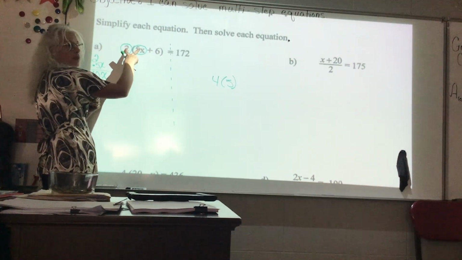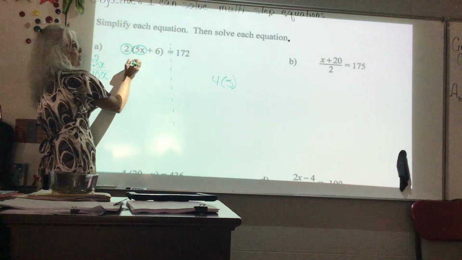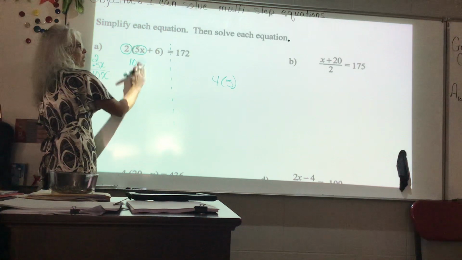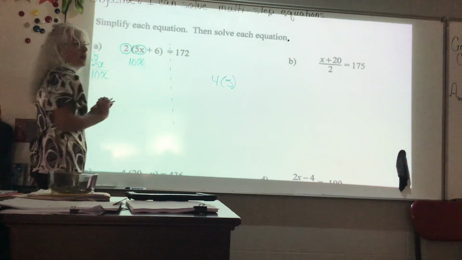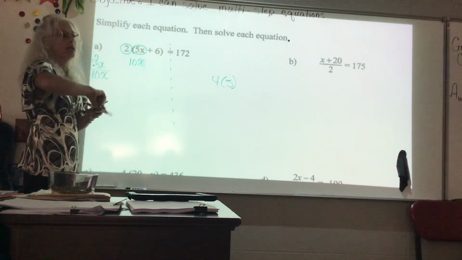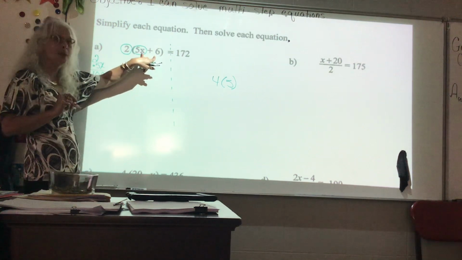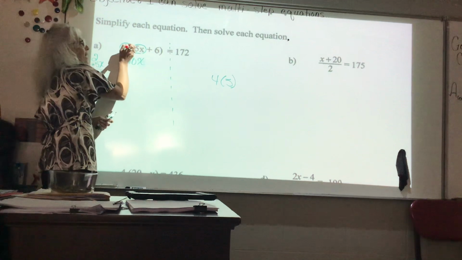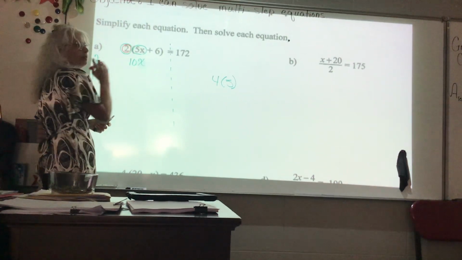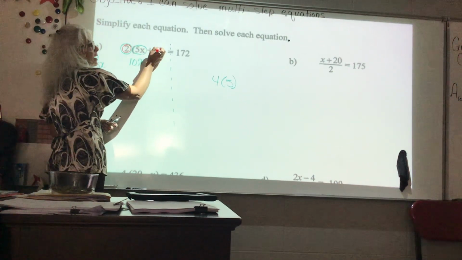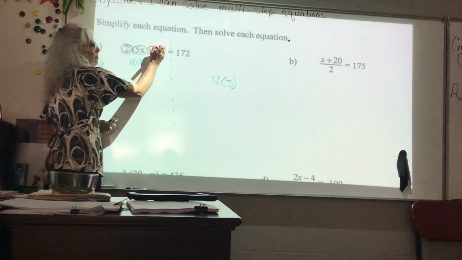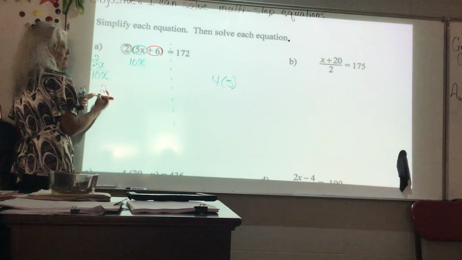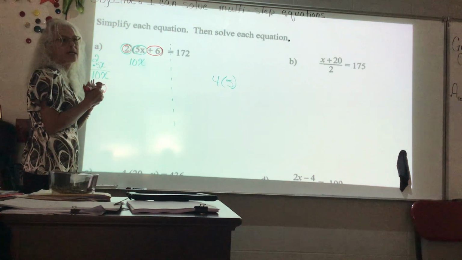Write your answer to your multiplication problem down right below it. Are you okay with that? But we're not done, because don't we have 2 numbers or 2 terms inside of the parentheses? Yes. So now I'm going to take the number in front of the parentheses again, and I'm going to multiply it by my second term. So I'm going to do 2 times, now am I going to use positive 6 or negative 6?